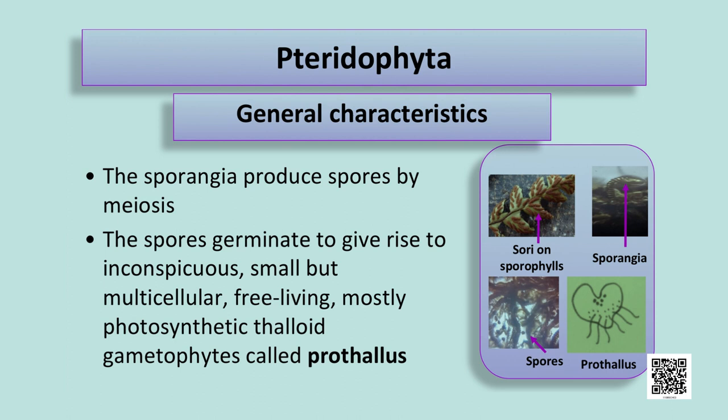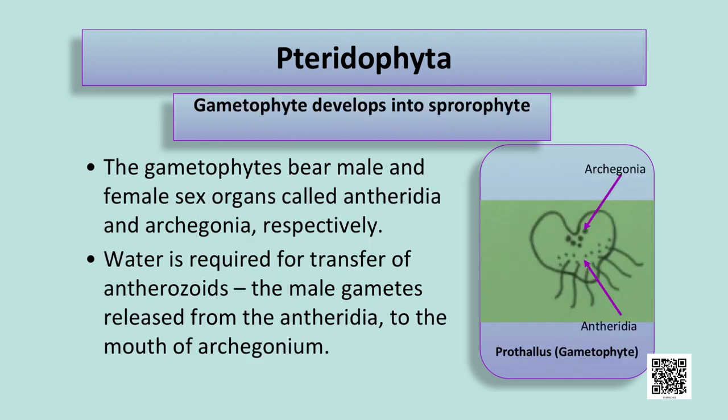All these structures can be seen in these pictures. The first one is showing the abaxial surface of the leaf. The second one is showing beautiful sporangia, and in the third one you can see spores too. Upon germination, these spores give rise to an independent green color gametophyte called prothallus. The prothallus bears male and female sex organs called antheridia and archegonia respectively.